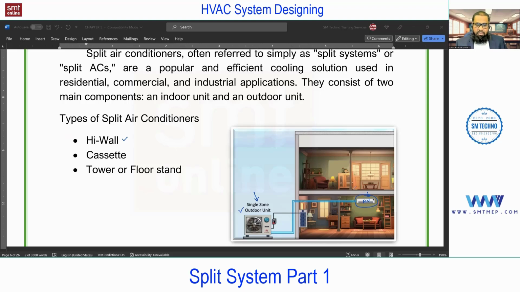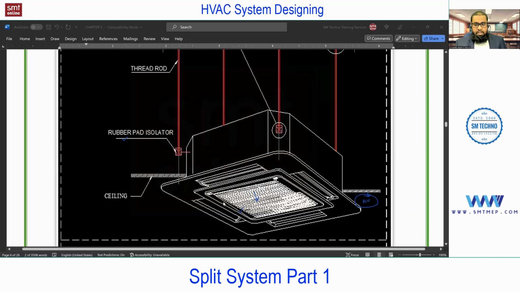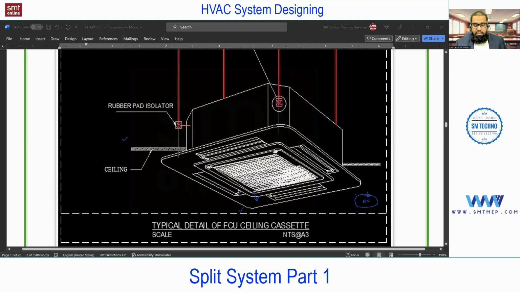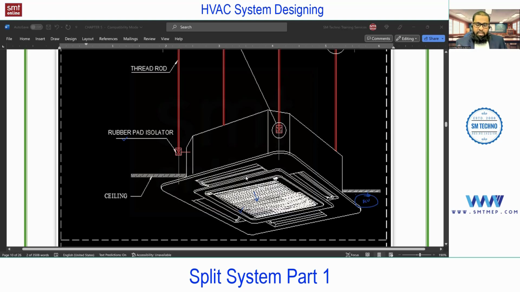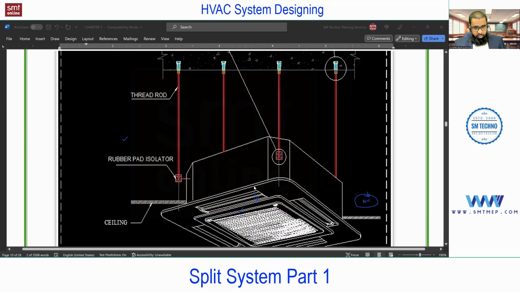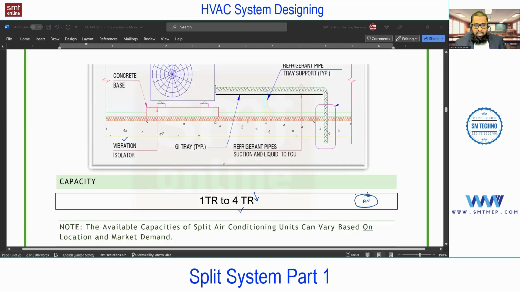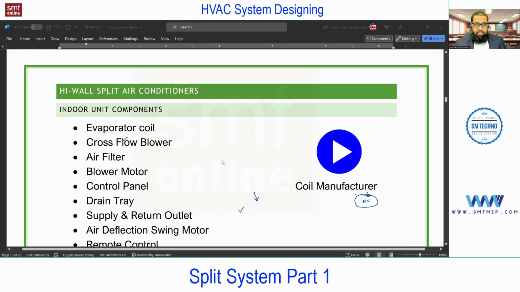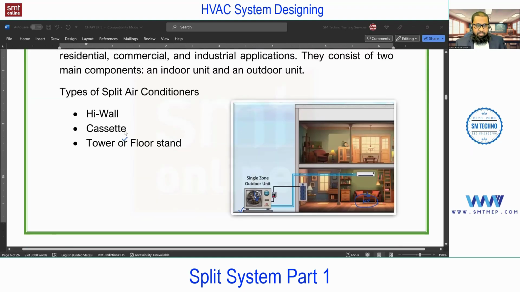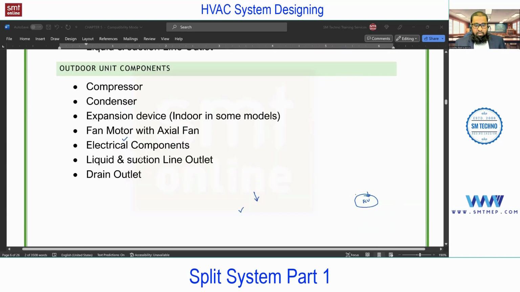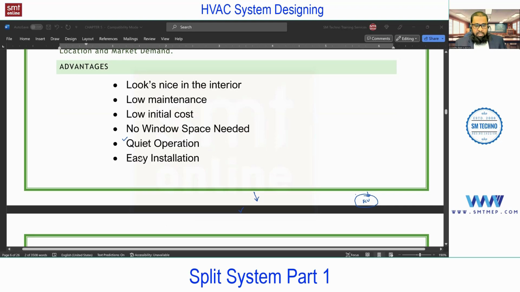High wall you can find on screen. Next is a cassette. Let me just show you the preview. This is a cassette. I'll show you detail with a small video clip also. You see this is again connected to the outdoor, and this is ceiling suspended. So high wall is going to be installed on the wall above 6 feet as per standard, and this ceiling mounted is a cassette, and this tower or floor mounted, quickly let me show you the preview, we'll discuss in detail.